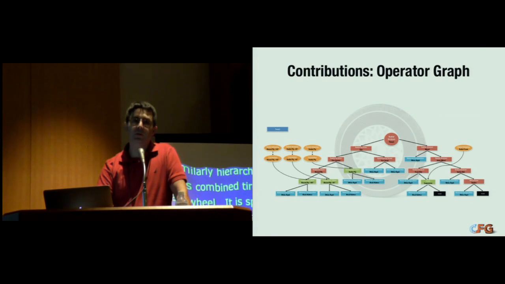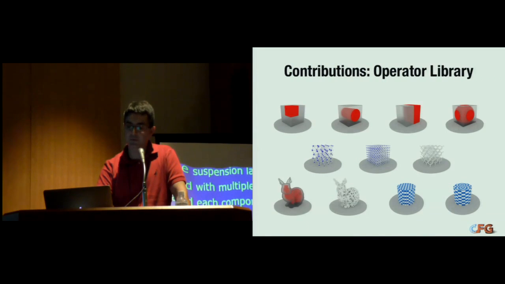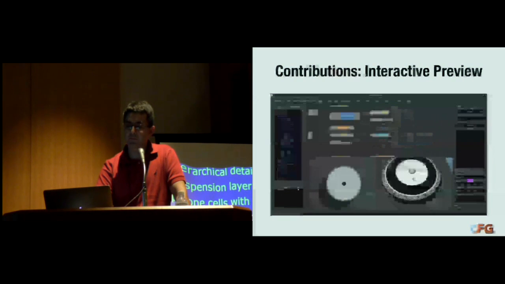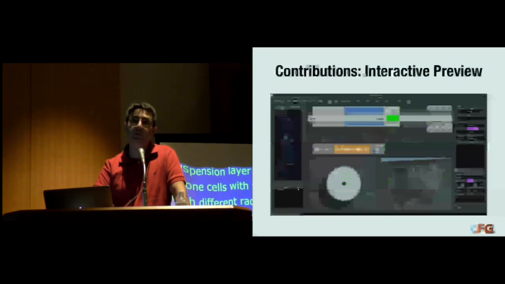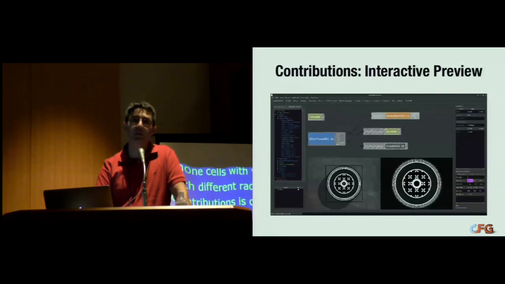Our key contributions in this work are a graph formulation of material design, where the materials are described by hierarchically instantiating and wiring parameterized operators that describe discrete actions over regions of the object. Second, a library of over 100 operators, each of them classified in one of three major groups. And finally, an interactive real-time preview system that enables a more fluent and rapid design of the desired material composition.